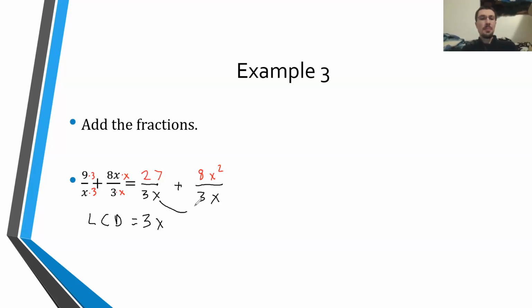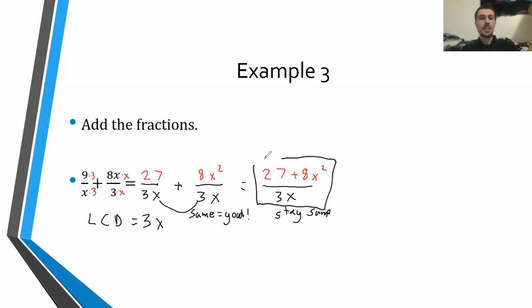Now that the denominators are the same, which is good, your answer is going to have the same denominator in the bottom. It's going to stay the same. And on top, we're going to add the numerators, 27 plus 8x squared. Those are not like terms, nothing factors, nothing cancels, we're done.